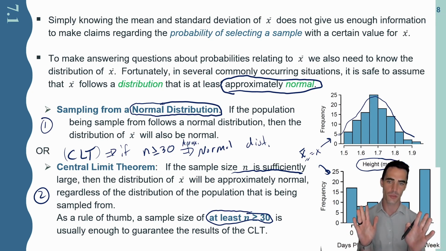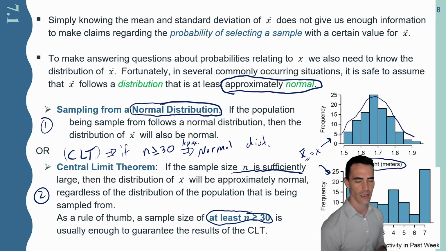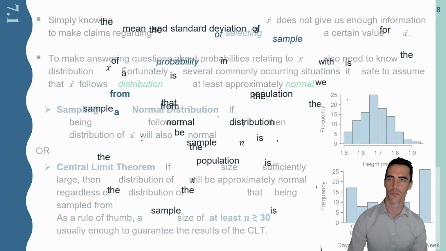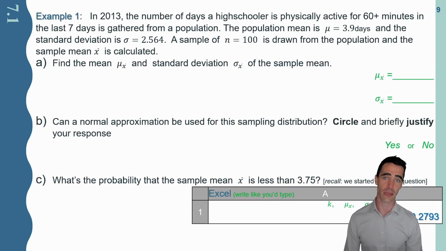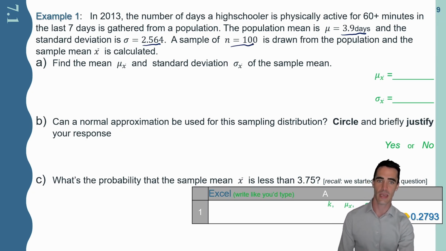So yes, we have normal distribution, but we should understand why we have that. And it's because of the central limit theorem, as long as we have a large enough group. Again, if you have wonky data like we do for this example. In 2013, the number of days a high schooler is physically active for 60 plus minutes in the last 7 days is gathered from a population. The population mean, let's say, is 3.9 days, and the standard deviation is 2.564. A sample of n equals 100 is drawn from the population, and the sample mean xbar is calculated. Find the mean and standard deviation of the sample mean xbar.